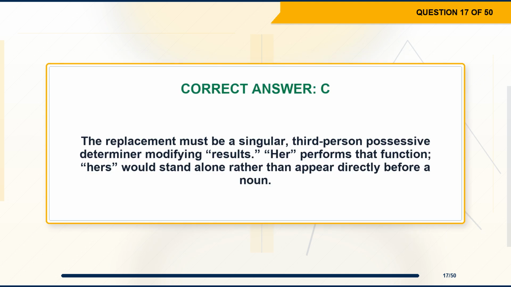Explanation. The replacement must be a singular, third-person possessive determiner modifying results. Her performs that function, hers would stand alone rather than appear directly before a noun.